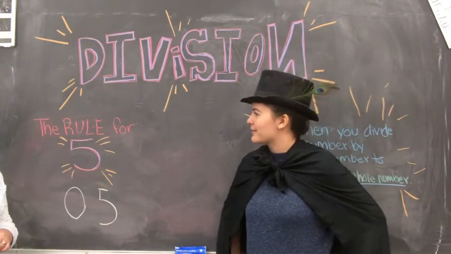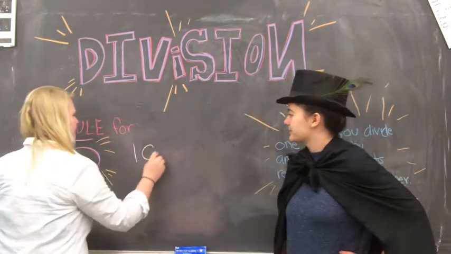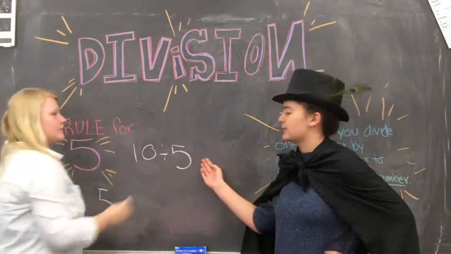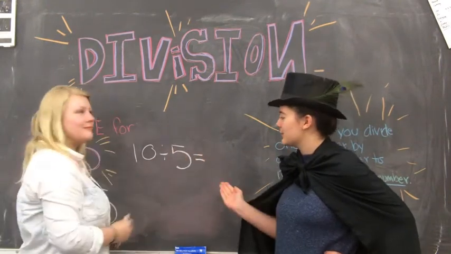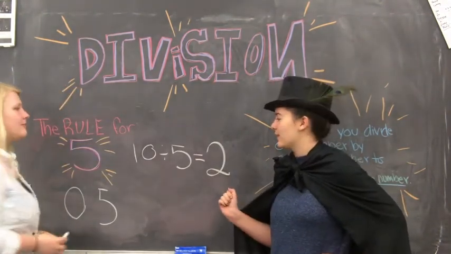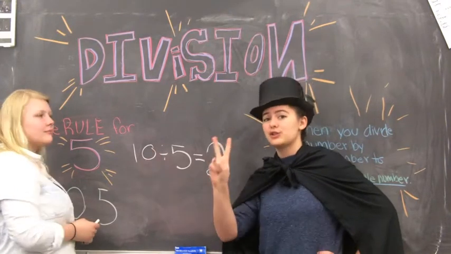Let's give an example of this. So, 10 divided by 5 is equal to 2. Now, how do we know that it's 2? We know that it's 2 because 5 goes into the number 10 2 times.